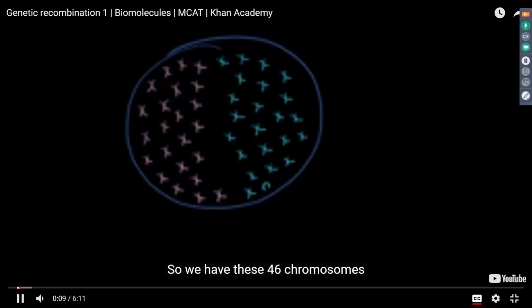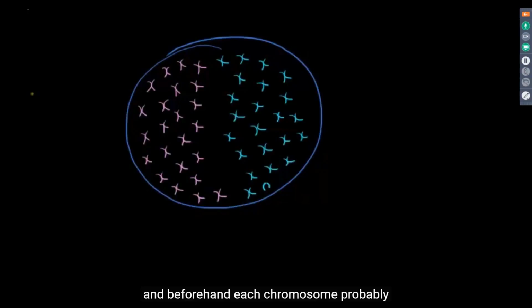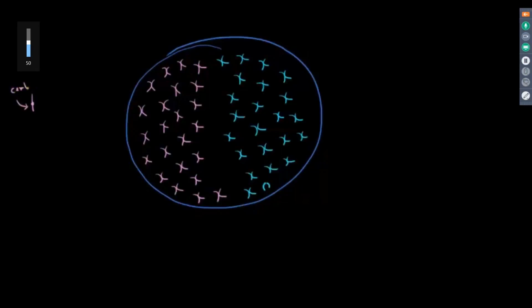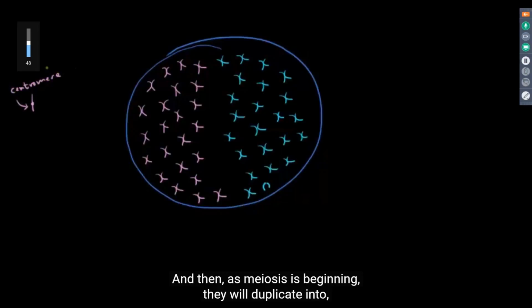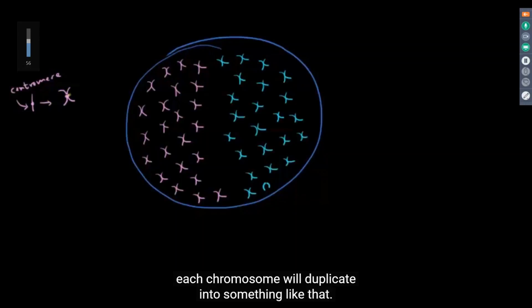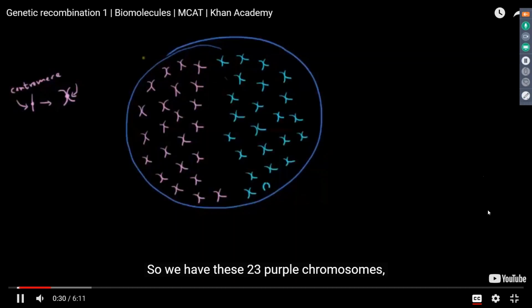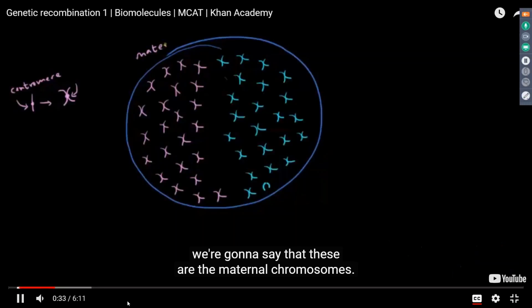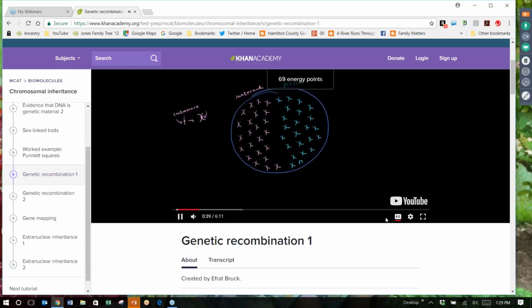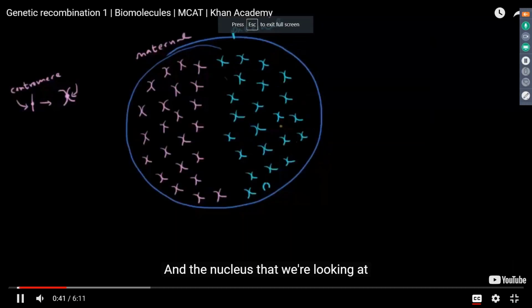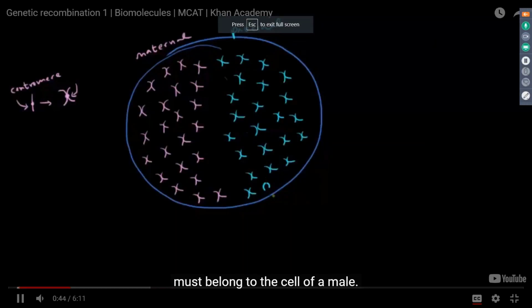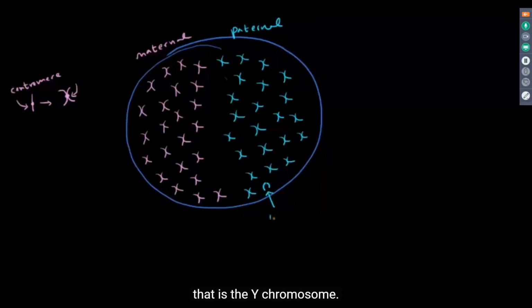There we go. We have these 46 chromosomes, and beforehand each chromosome probably looks something like that. That's the centromere middle. And then, as meiosis is beginning, each chromosome will duplicate into something like that. That's again that centromere middle. So we have these 23 purple chromosomes. We're going to see that these are the maternal chromosomes. They come in homologous pairs. And the nucleus that we're looking at must belong to the cell of the male, because right over here you can see that is the Y chromosome. It's a bit smaller than most of the other chromosomes.